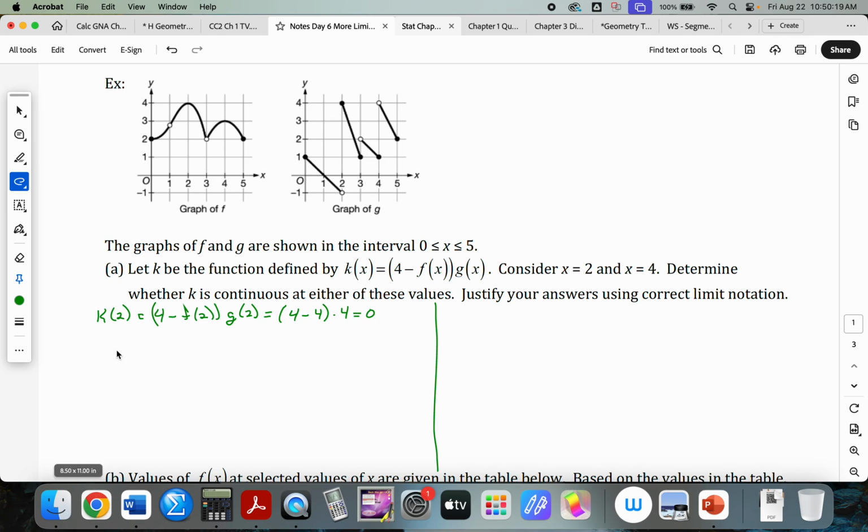All right, so now we need to find the limit as x approaches 2. And we're already suspicious of this because over here with the g, where we approach from the left and we approach from the right are different. So let's look at the left and the right. So we'll look at what's the limit as x approaches 2 from the left of 4 minus f of x times g of x.